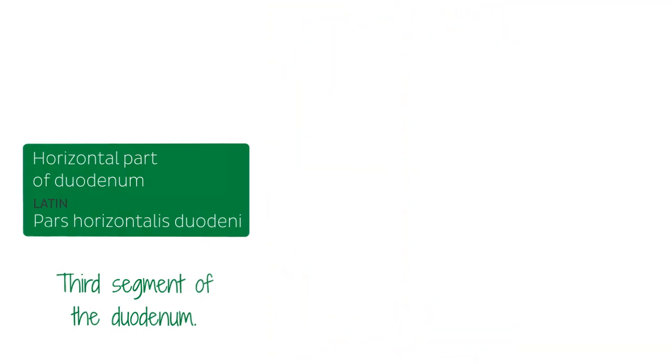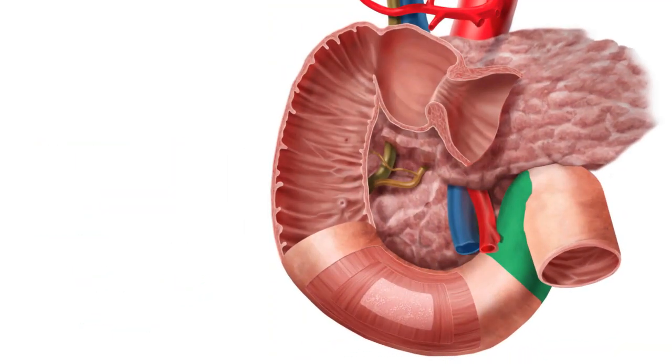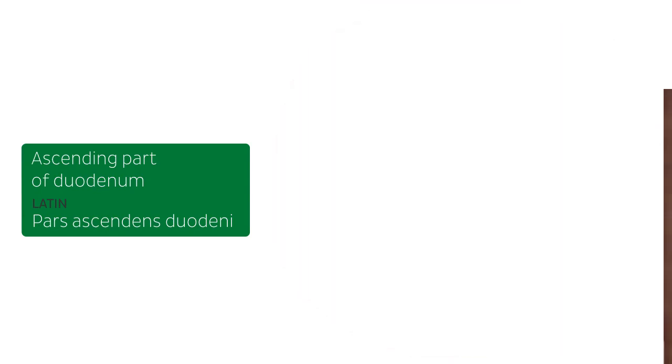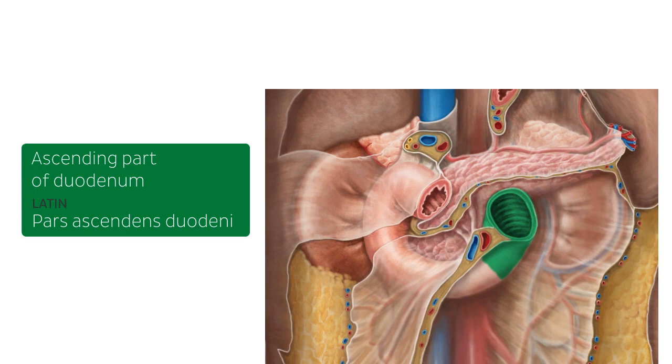The next part of the duodenum that we're going to be highlighting, one that I mentioned before, is the ascending part of the duodenum. This is the fourth and final segment of the duodenum, and it passes upward to the left of the aorta, extending from the horizontal part of the duodenum up to the duodenojejunal flexure, which is this part here. We can also see here the ascending part of the duodenum highlighted in green from the anterior view of the abdomen.